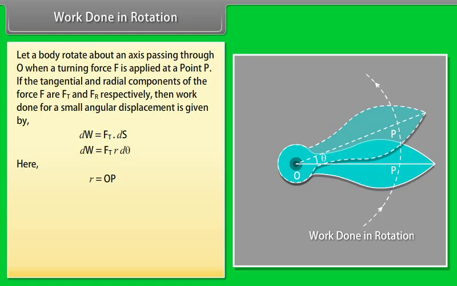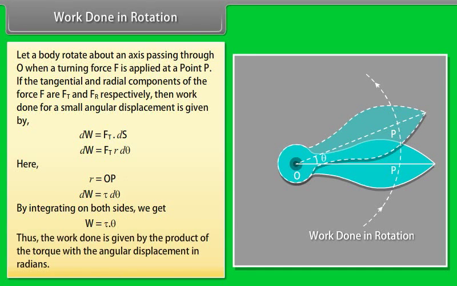Replacing the above equation in terms of tau, we get dW is equal to tau d theta. By integrating on both sides, we get work done is equal to product of tau and theta. Thus, the work done is given by the product of the torque with the angular displacement in radians.